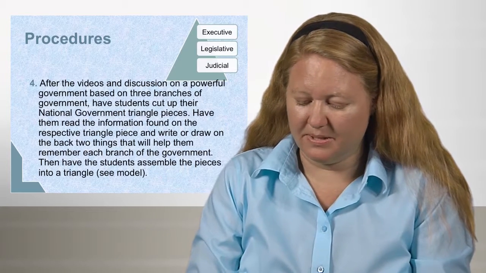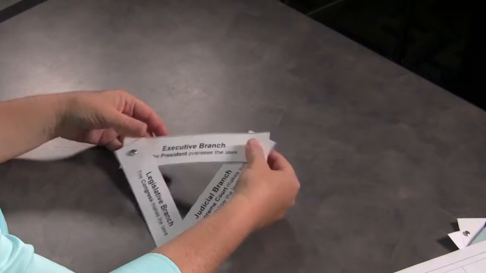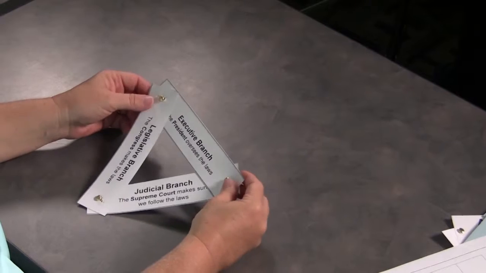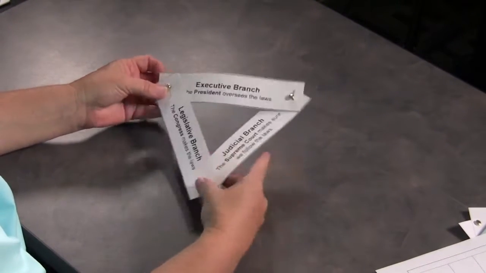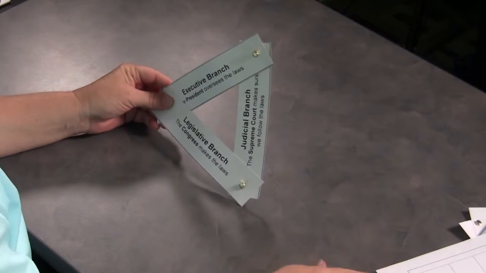Students will then build their own triangle. If you notice, you just hole punch and put brads in the corners for them to build their triangle. Here, there's notes that says the executive branch is where the president oversees the laws. The legislative branch is the Congress that makes the laws, and the judicial branch is the Supreme Court decides what the laws mean.